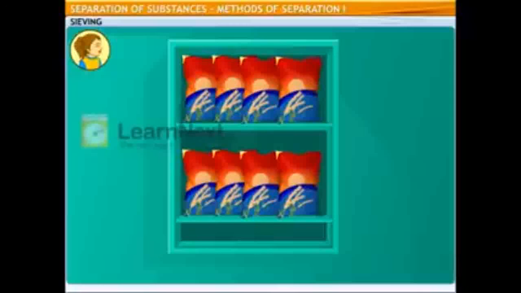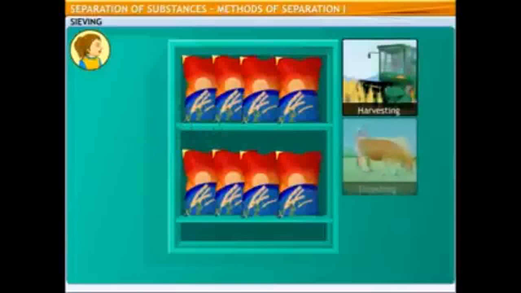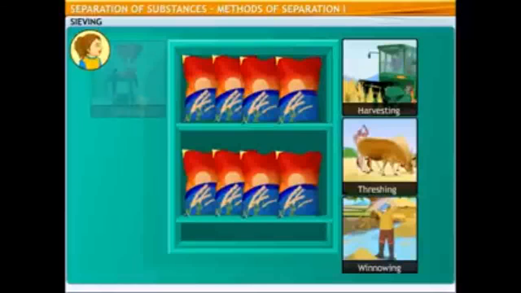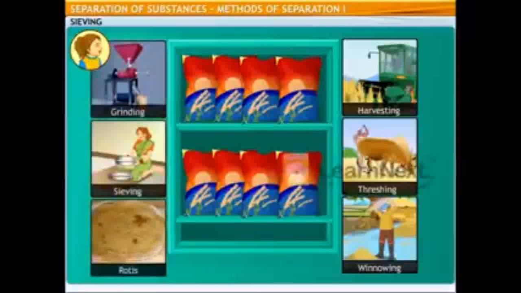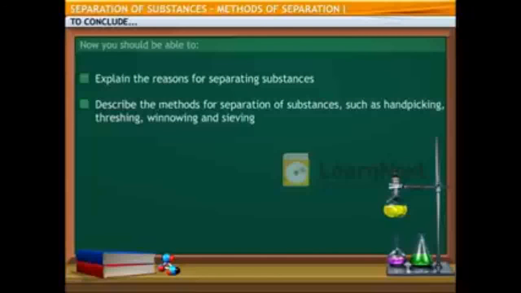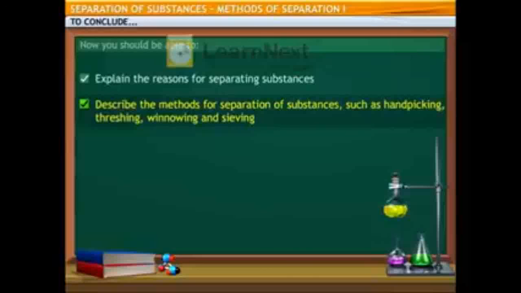I didn't know so many steps have to be completed before we got to eat our rotis. Harvesting, threshing, winnowing, grinding, and sieving. In this lesson, you learnt about various methods of separation. Now, you should be able to explain the reasons for separating substances. You will also be able to describe the methods for separation of substances, such as hand-picking, threshing, winnowing, and sieving.